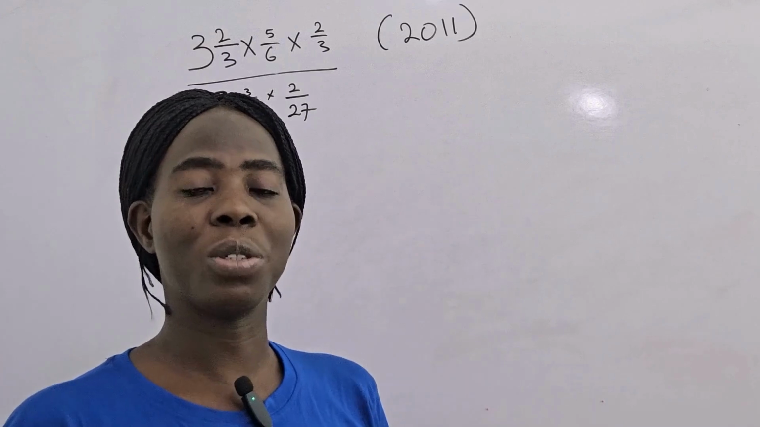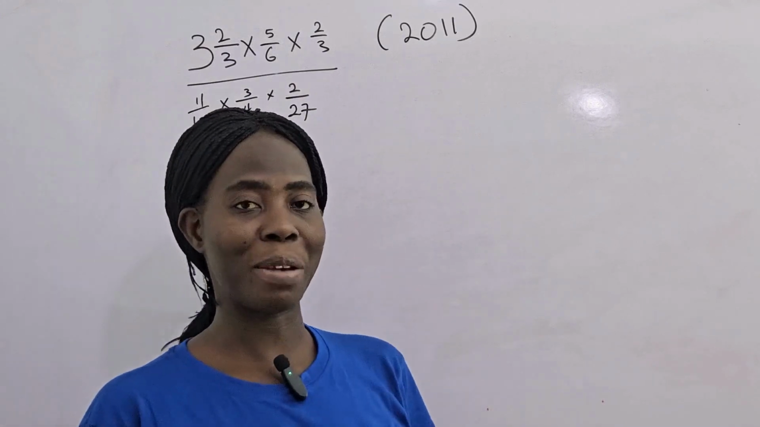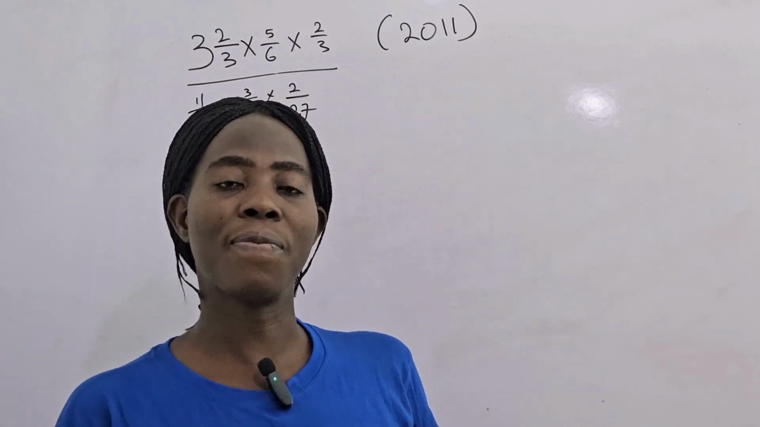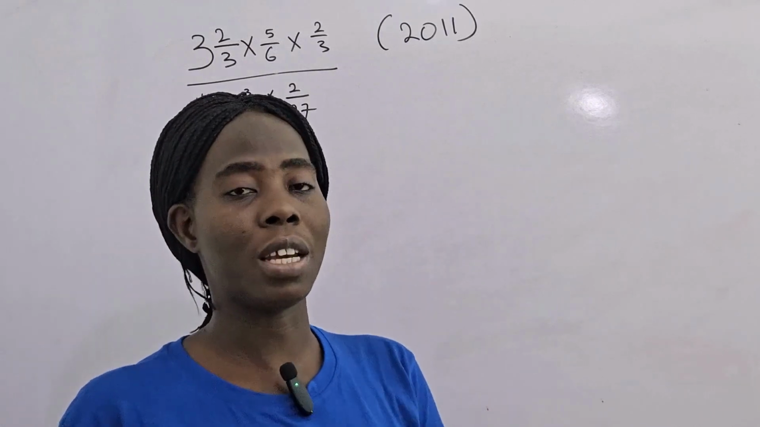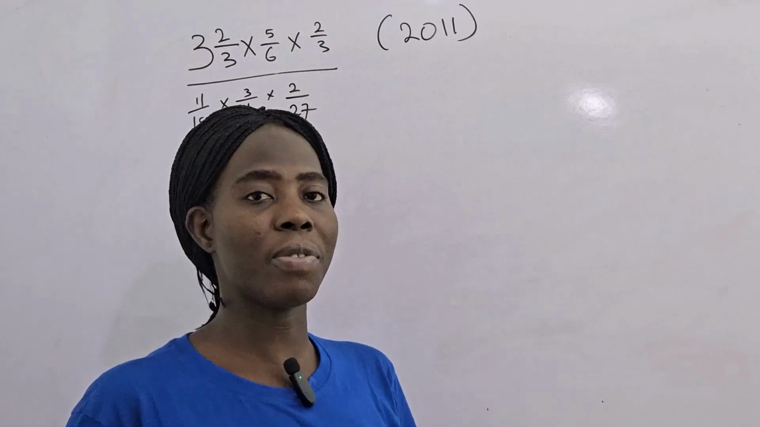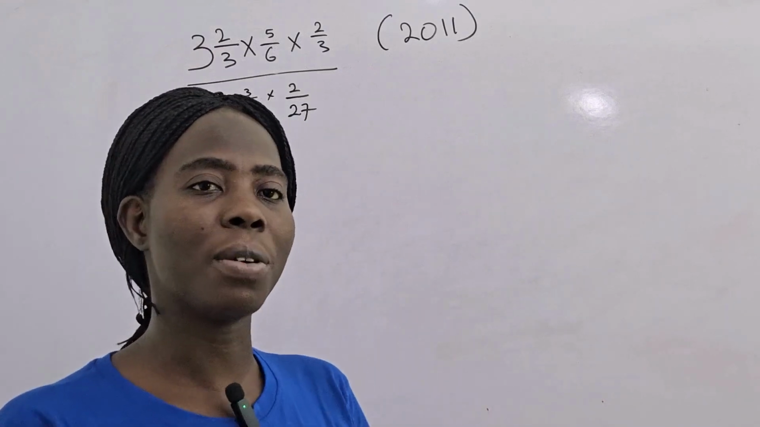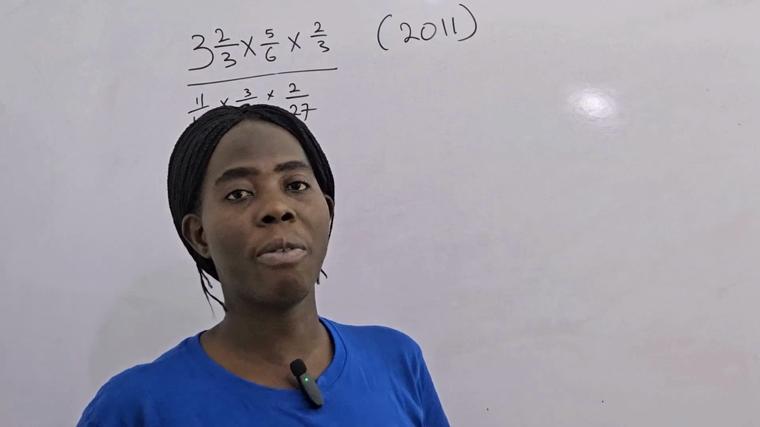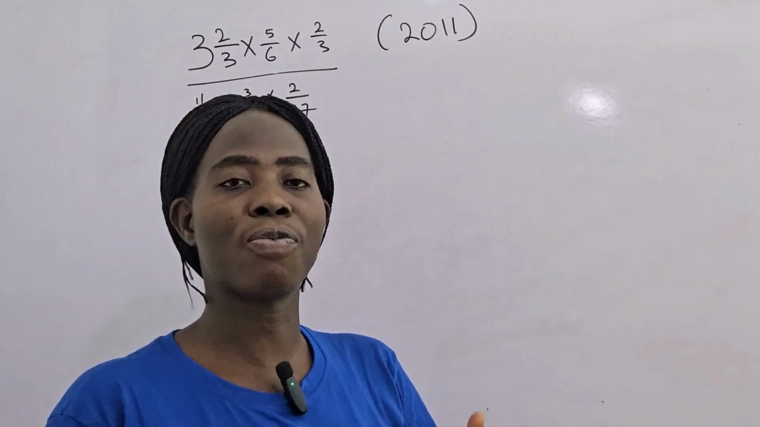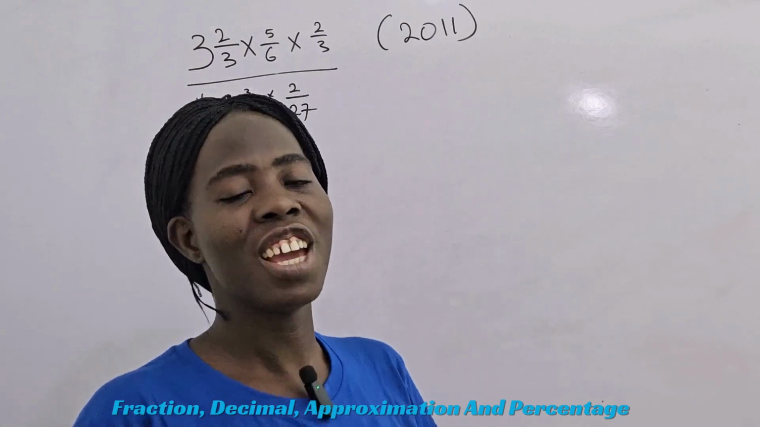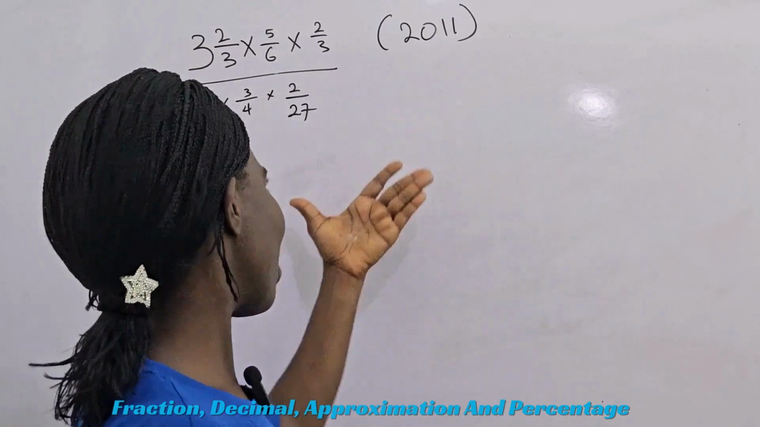This is a series where we solve JAMB past questions following the JAMB syllabus. We have made 3 videos where we solve 3 questions in number base from the JAMB past questions. If you are yet to see that video, I recommend you visit our channel and check them out. Today we're moving to the second broad topic in the JAMB syllabus, which is fraction, decimal, approximation, and percentage. So we're moving to fraction.